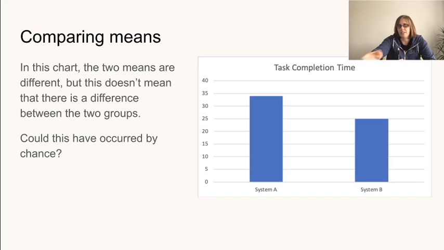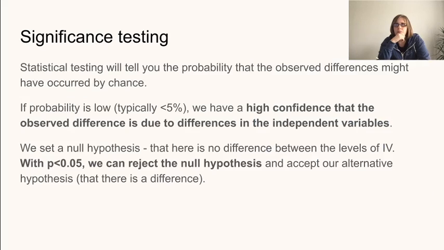So if we assume that we tested 40 students, could we replicate this by just pulling another random 40 students out of the student body? What the statistical test will tell us is the extent to which that variance in the mean can be explained by the independent variable, system A or system B, and how much cannot be explained by the independent variable. So it will tell you the probability that those differences might have occurred by chance.